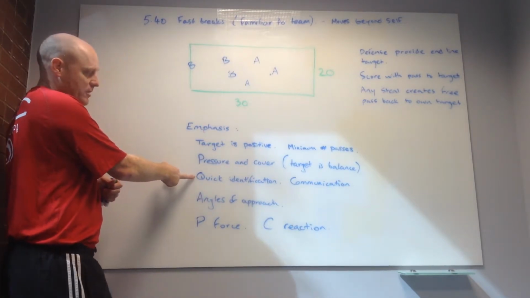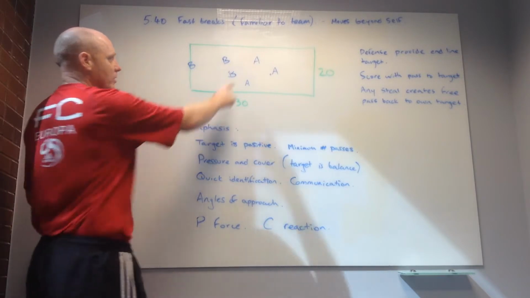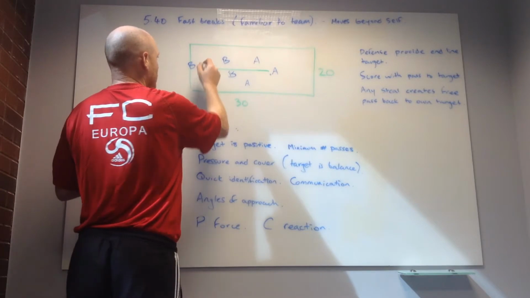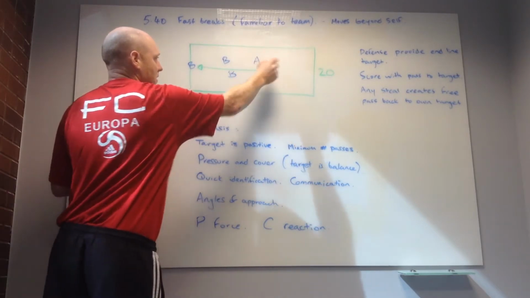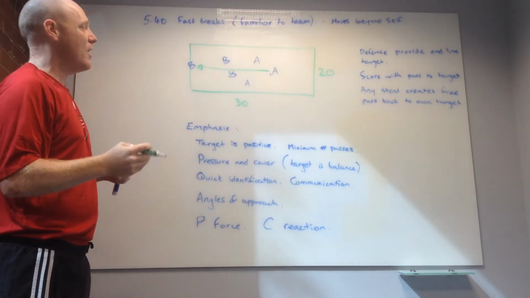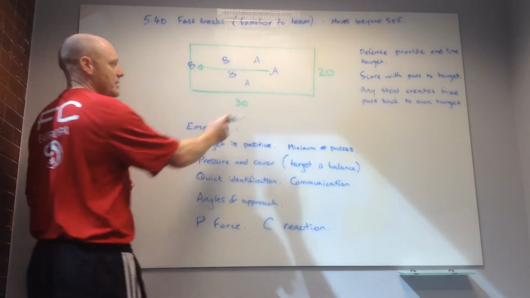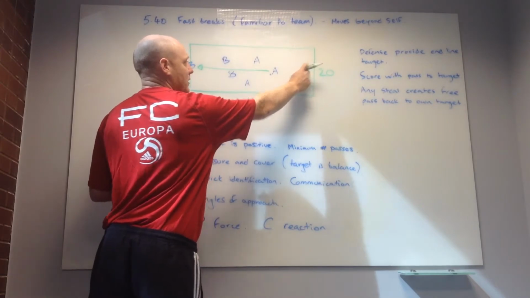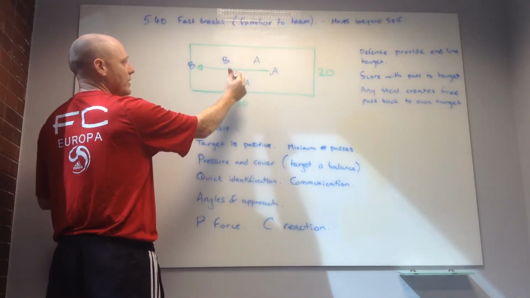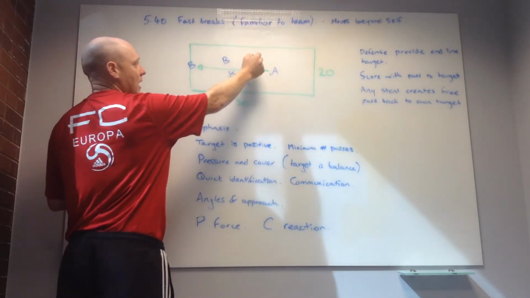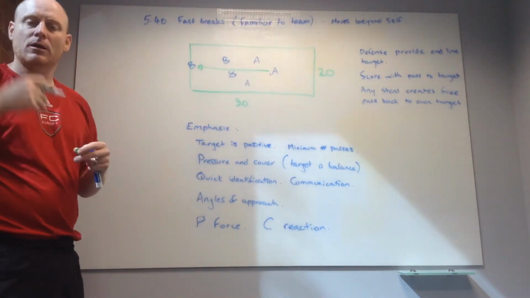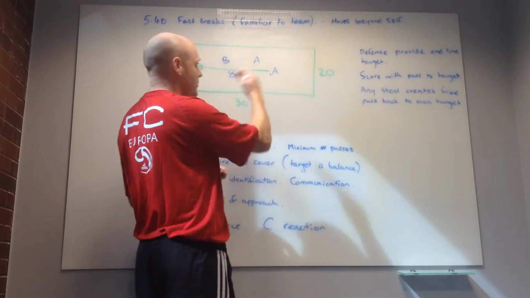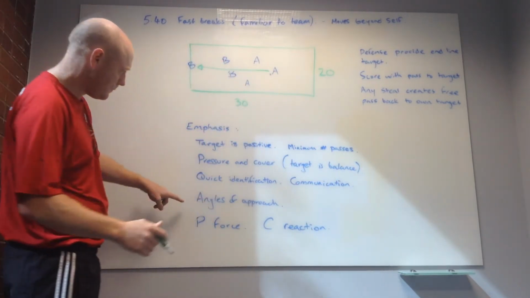Next big point of emphasis is quick identification. When the ball does come in to B, those 3 players have to very, very quickly identify who's going to do what. In this case, it may be that this player probably makes most sense to become the target player. This player, a little bit further forward, so maybe this player becomes the pressure player, that player becomes the cover player. Quickly identify that. Quickly, loudly, decisively communicate that to the other player.